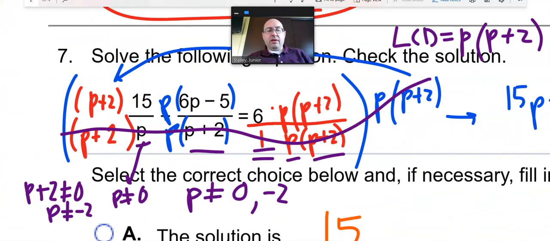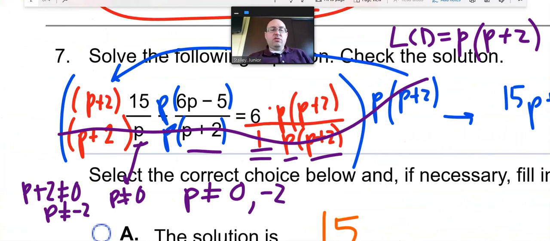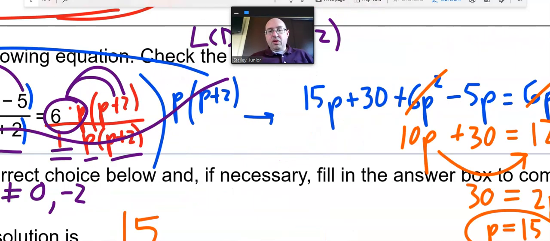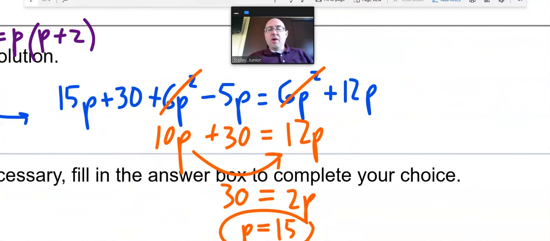So, okay, back up here. So I ended up having to distribute, right? The 15 gets distributed to the p and the 2. The p gets distributed to those 2. The 6p gets distributed to those 2. What do we end up with when we do all that distributing? We end up with this. If you take away the 6p squared from both sides, boom, that's gone.